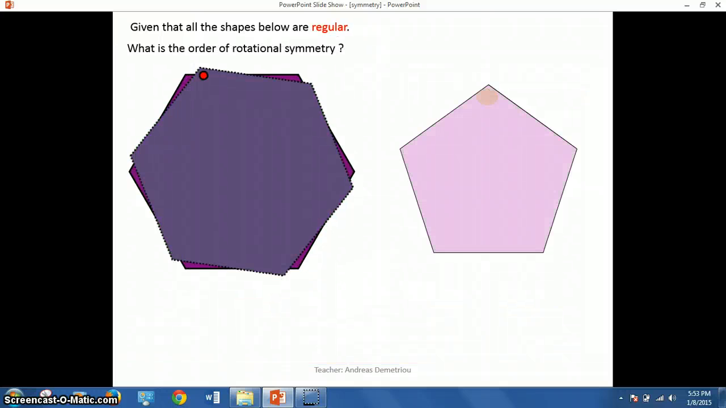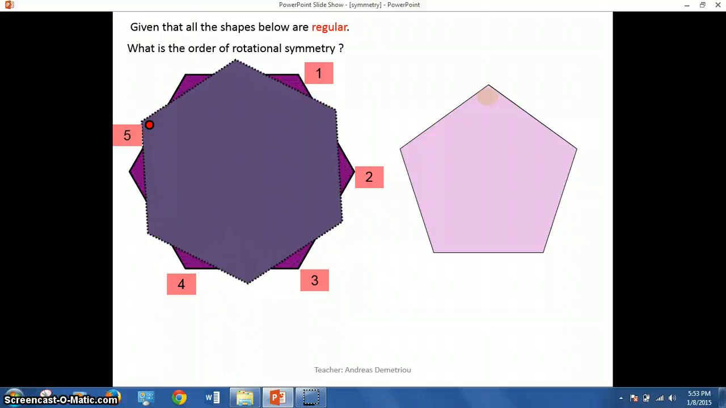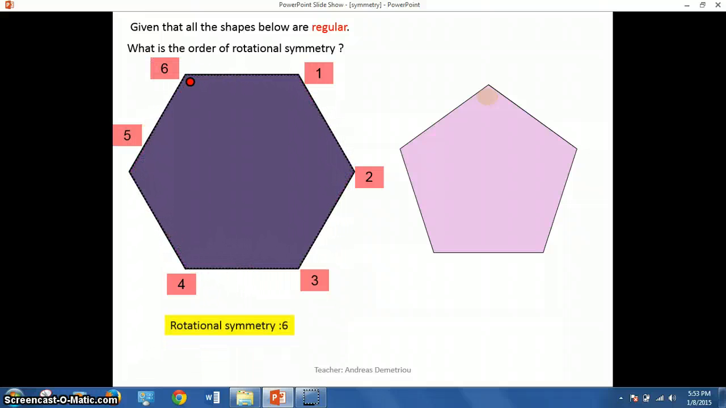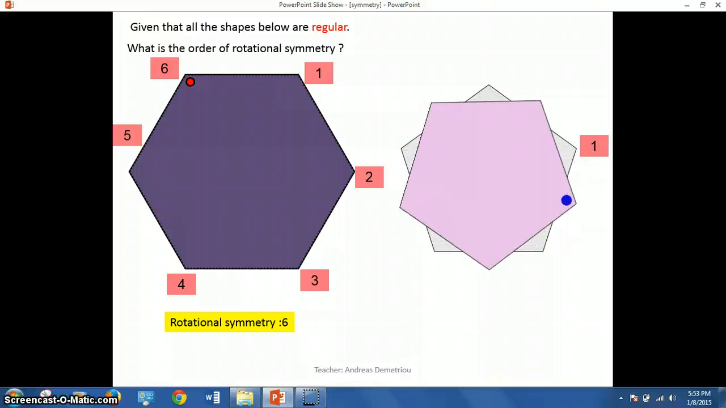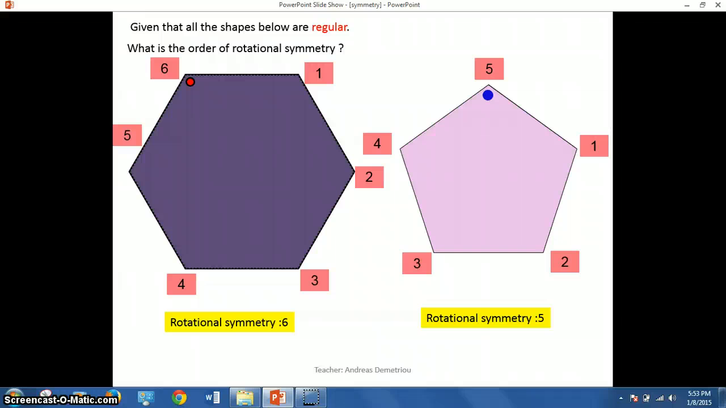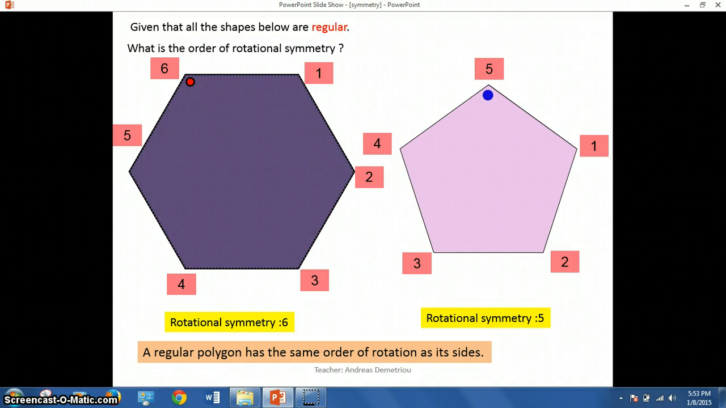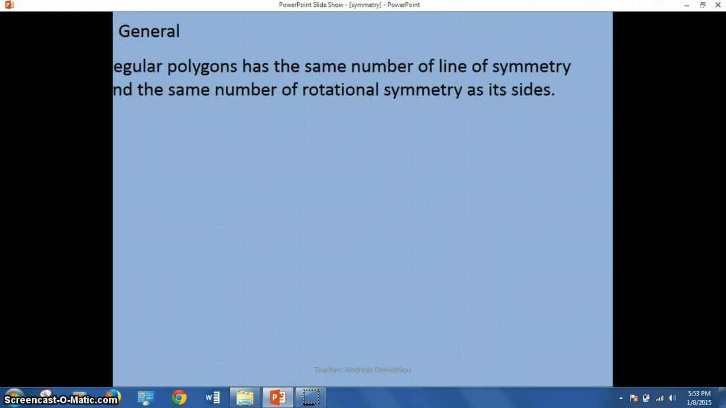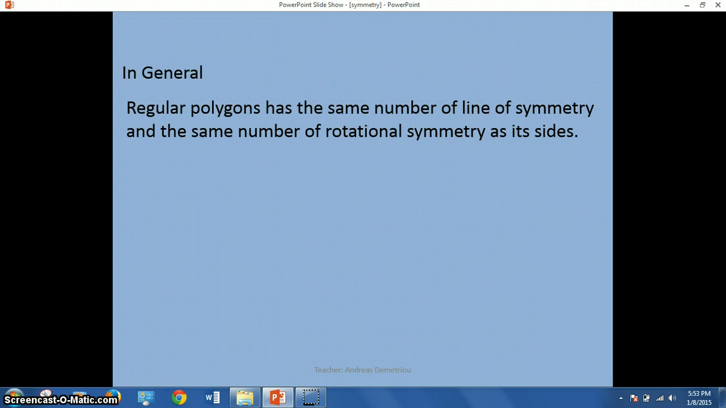The same with the rotational symmetry. You can rotate the hexagon 6 times, so it has order of rotation 6, and the pentagon 5 times, so we'll have order of rotation 5. So what we see is that the regular polygon has the same order of rotation as its sides. In general, regular polygons have the same number of lines of symmetry and the same order of rotational symmetry as their sides. If you are given a heptagon, 7 lines of symmetry, 7 rotational symmetry.